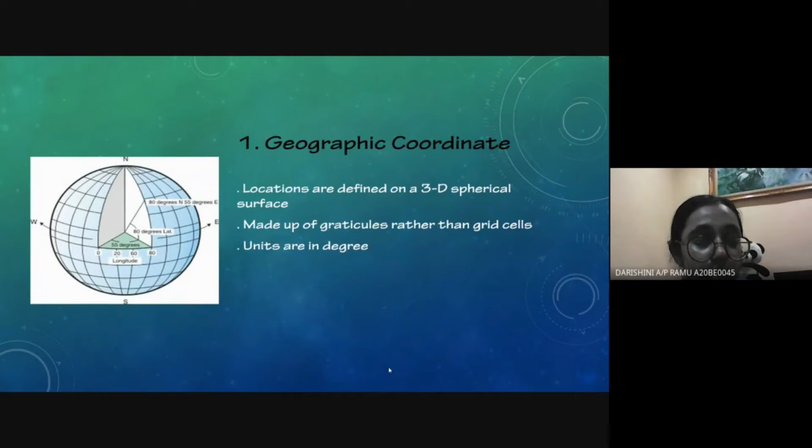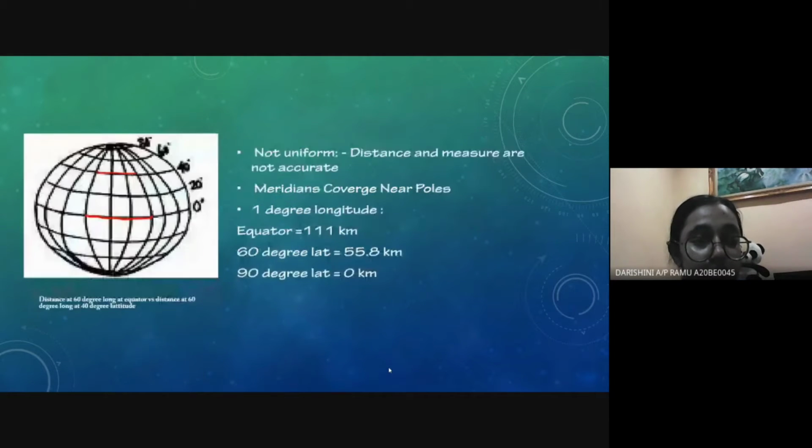Geographic coordinates define locations on a 3D spherical surface made up of graticules rather than grid cells, with units in degrees. Geographic coordinate is not uniform. The distance and measure are not accurate. Meridians converge near the poles. One degree of longitude at the equator is 111 kilometers, at 60 degrees latitude it is 55.8 kilometers, and at 90 degrees latitude it is 0 kilometers.